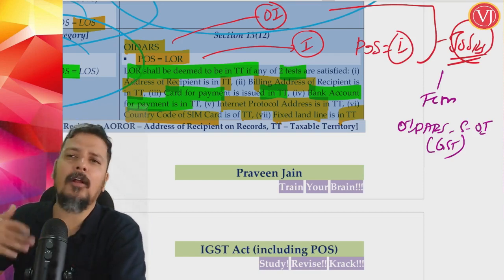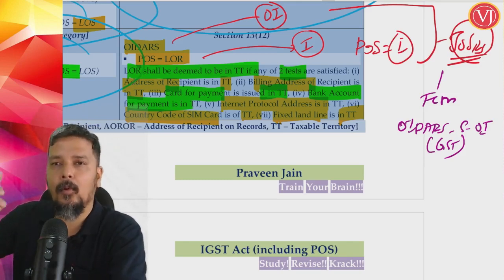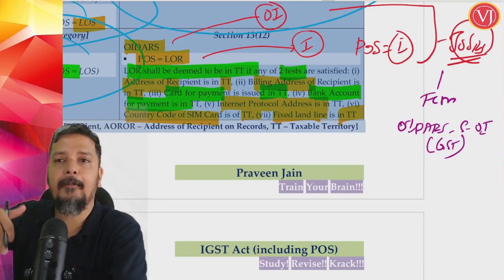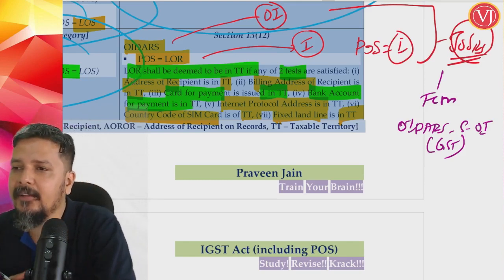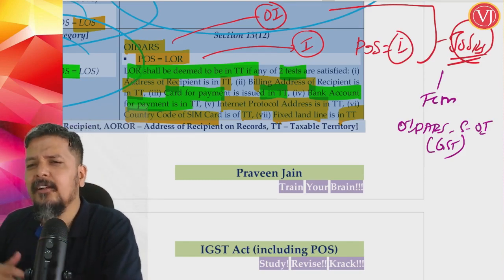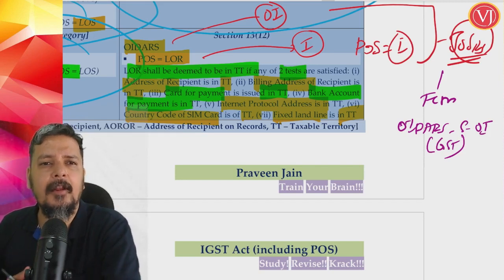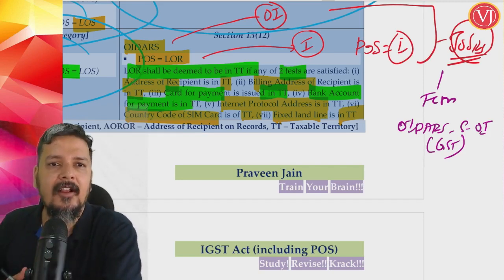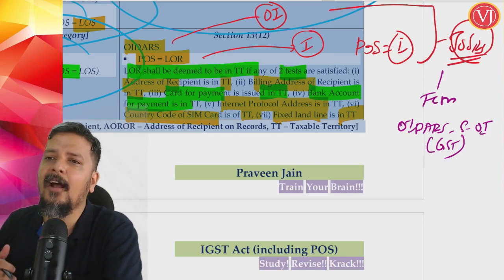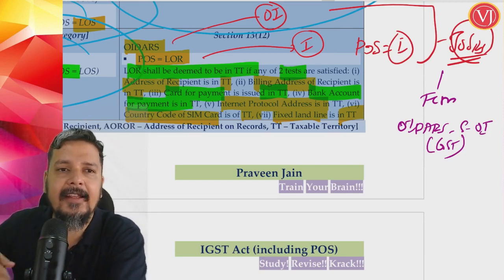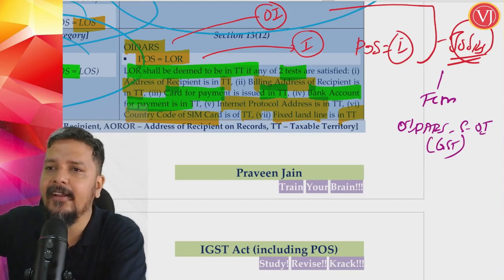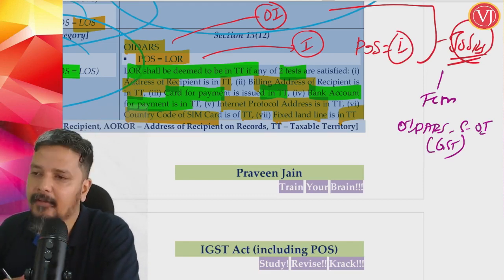See, it can be the reverse also. An OIDRs app creator can be in India and the customer base can be outside India. Then also the same concept will apply. Place of supply will be LOR. And if the customer base is outside India, that LOR will always be outside India, because they will not satisfy any test out of 7.